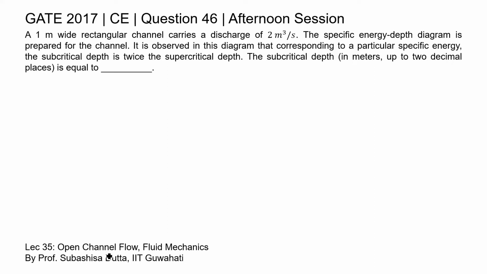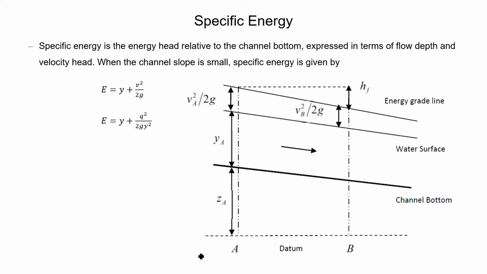You may study in detail about this topic in lecture 35, Open Channel Flow, Fluid Mechanics by Professor Subhasis Datta, IIT Guwahati. So, we know that the specific energy is the summation of flow depth and velocity head, considering the channel slope is small. So, we can write E equal to y plus v square by 2g. Further, this v can be written in terms of discharge per unit width. So, E can be written as E equal to y plus q square by 2g y square.